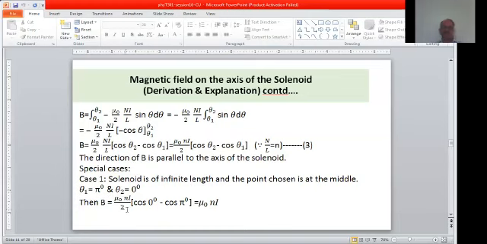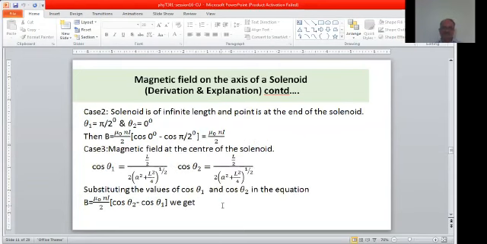So therefore, the above equation becomes, that means equation 3 becomes like this, and here cos 0 is also 1, but cos of 180 degrees is minus 1, so minus minus becomes plus. So the total gives 2, and that 2 and this 2 get cancelled, so the remaining is mu naught n I. So that is the expression.